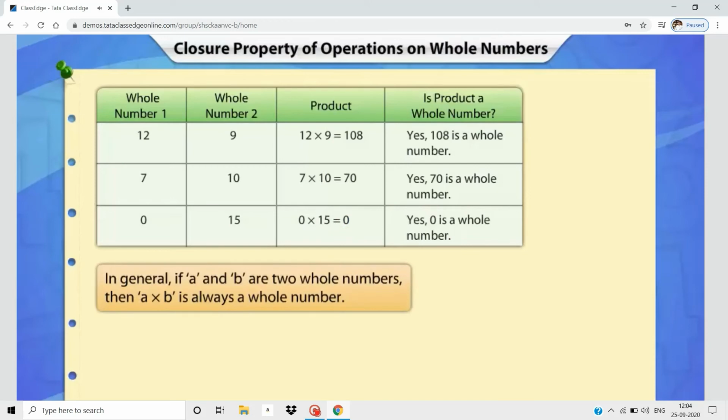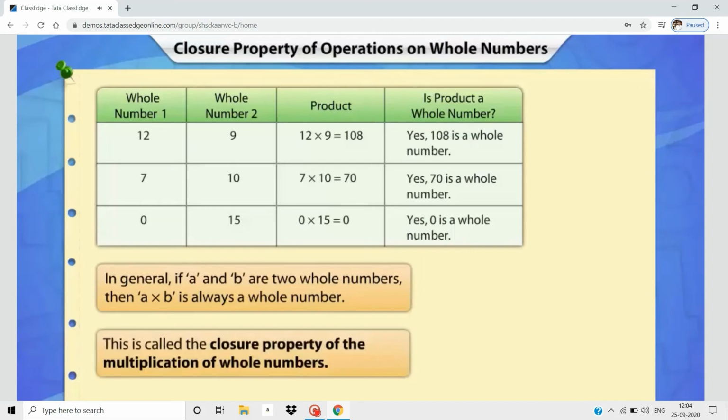In general, if A and B are 2 whole numbers, then their product A times B is always a whole number. This is called the closure property of the multiplication of whole numbers. Thus, we can say that the whole numbers are closed under multiplication.